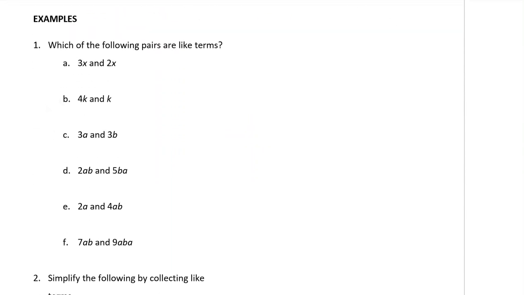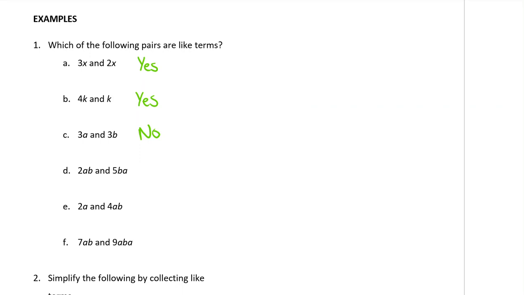Okay, let's practice this. Example number 1. First of all, we need to get really good at knowing whether things are like terms or not. All right, so which of the following pairs of things are like terms? I'm just going to say yes or no. So 3x and 2x. They both have an x, so yes, they are like terms. 4k and k. Yeah, the letters are the same, so yes, they are like terms. 3a and 3b. Oh, different letters, so no, not like terms.